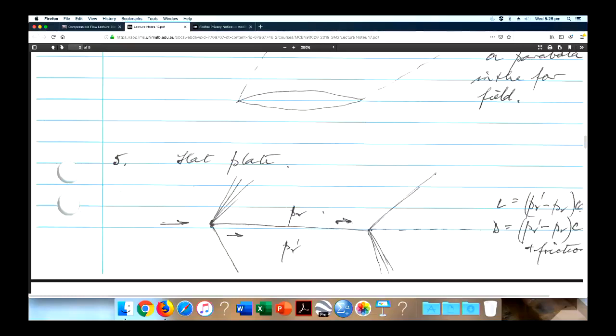And that pressure difference times the length will be the force per unit width, and so that'll be the lift. And the lift is the force perpendicular to the free stream, so it's this, so it's the cosine of the angle of attack.